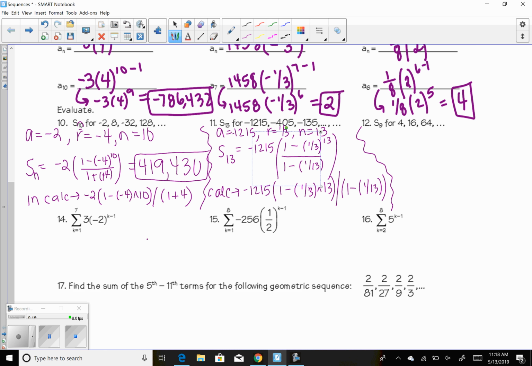Okay, and I took too much space right there. Negative 1,822.5, and you can just round it to 1 decimal. That's fine. Okay.